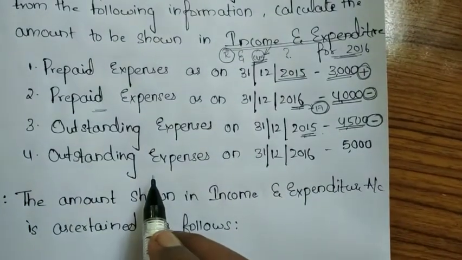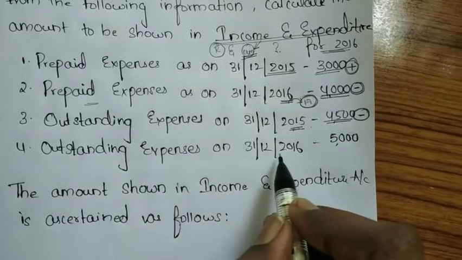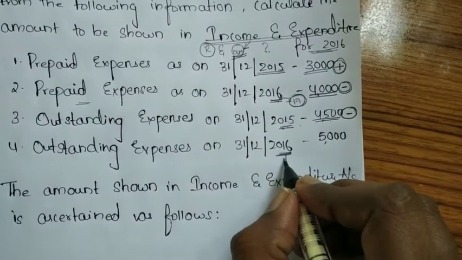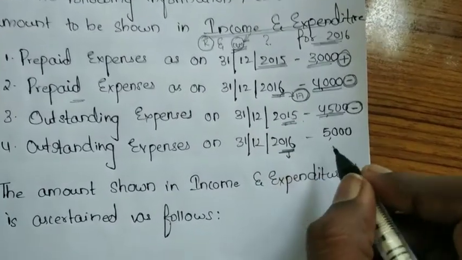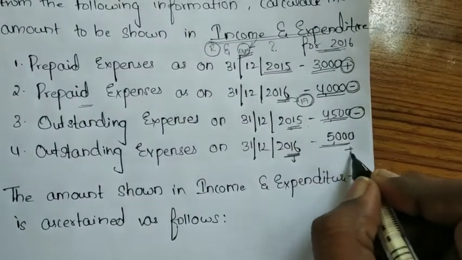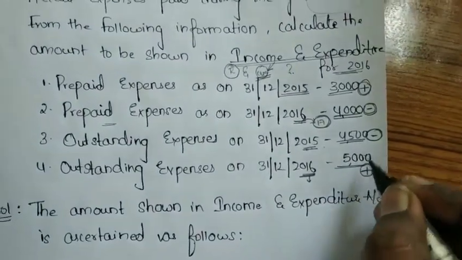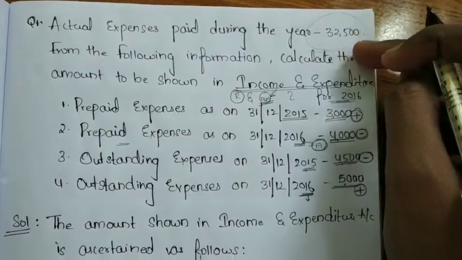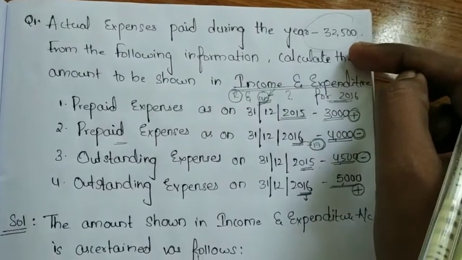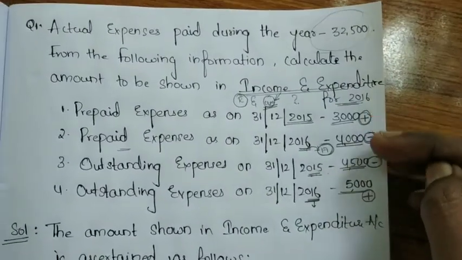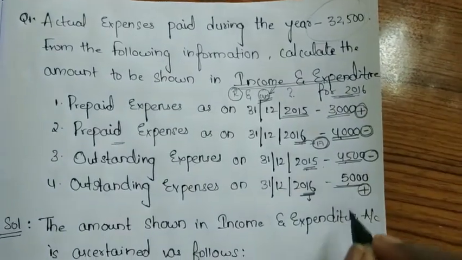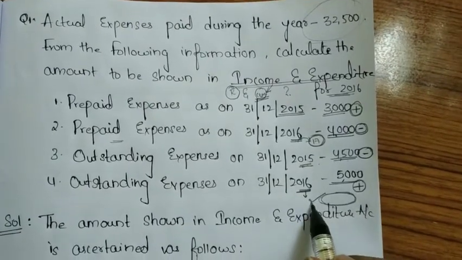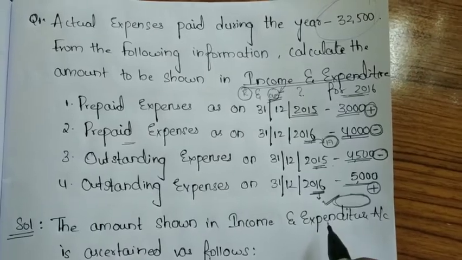And see the last point. Outstanding expenses on 31/12/2016. That means the outstanding liability will be paid for 2016, so this expenditure is related to 2016. So we have to add this expenditure to the total amount. See, after doing these adjustments, we take the main amount first, the expenses paid during the year, 32,500. For that, all these adjustments, if you add and deduct the amount, then the net amount we get at the end will be the amount that should be taken in the income and expenditure account.